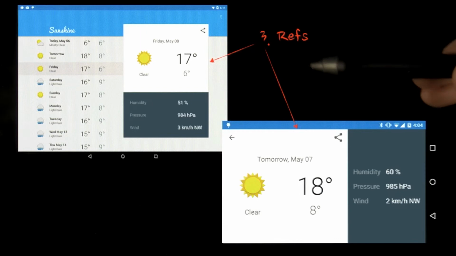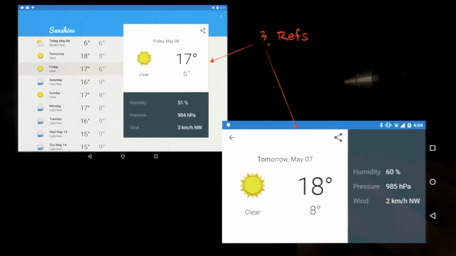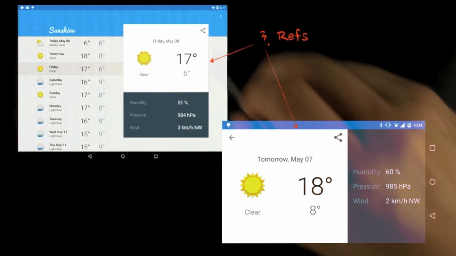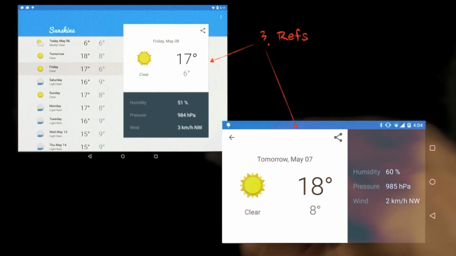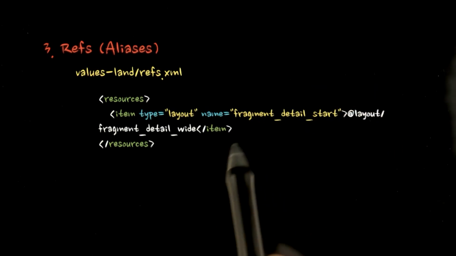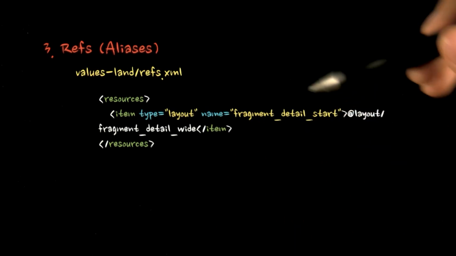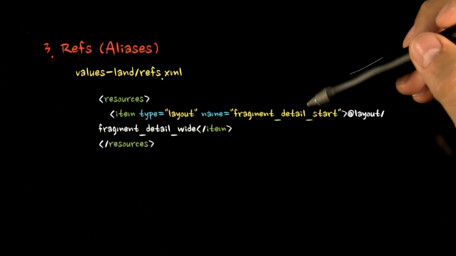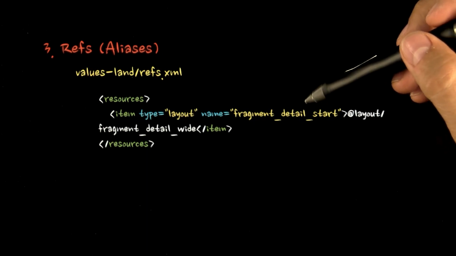Finally, we're going to continue to make use of refs. Refs allow us to make aliases for resources. As you can see, in tablet landscape mode, the detail view should point to a vertical version of the view. We're going to create a ref that points to fragment detail start and make sure that it points to the correct detail fragment for all configurations. This will come in handy in the next lecture.